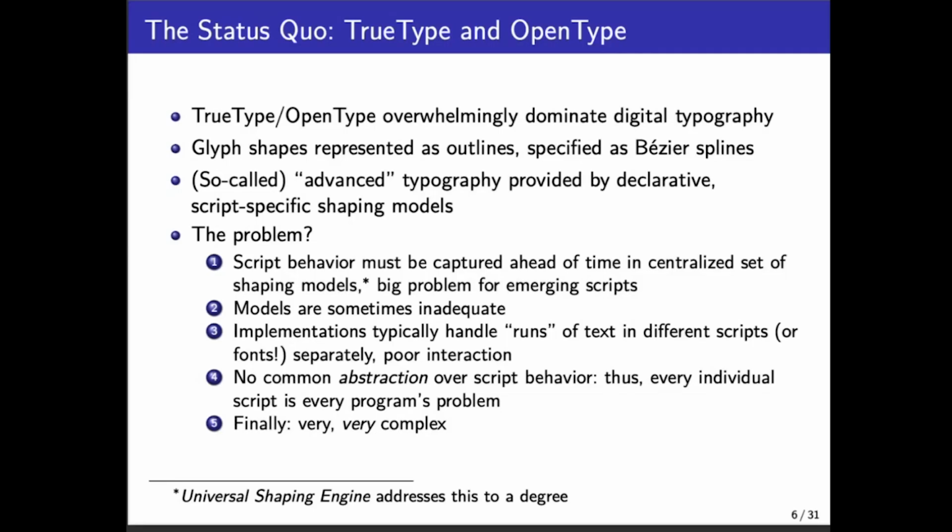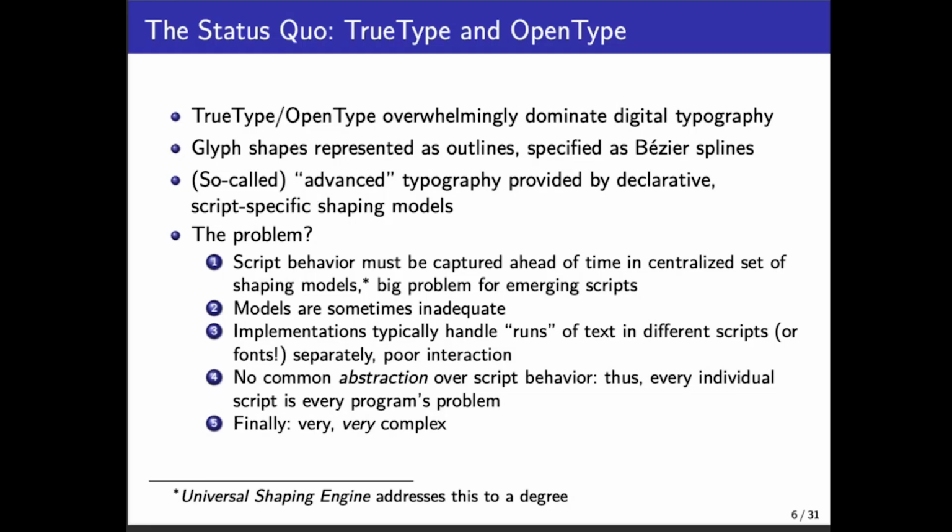It's like an account. The problem is that script behavior, advanced script behavior, has to be captured ahead of time in these sets of shaping models. I'll just note, there is something called the Universal Shaping Engine. I'm not going to really talk about that. It addresses this problem to an extent. But this is a big problem for emerging scripts, because if you have a new script, you might have a totally different mechanism that is not really captured in this shaping model, which is basically about how the graphic components compose. And sometimes the models are inadequate. We see a good example of this with the so-called Indic model, where there are scripts that have exceeded the capacity of that from the Indian subcontinent.